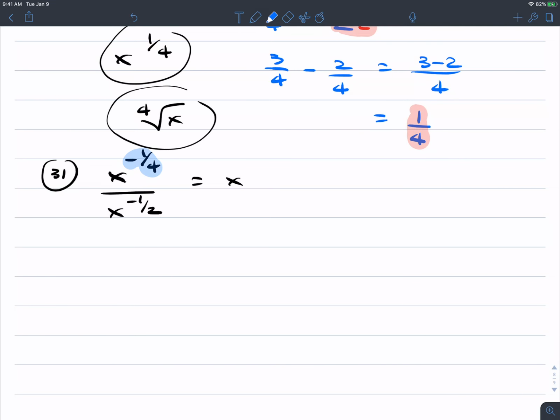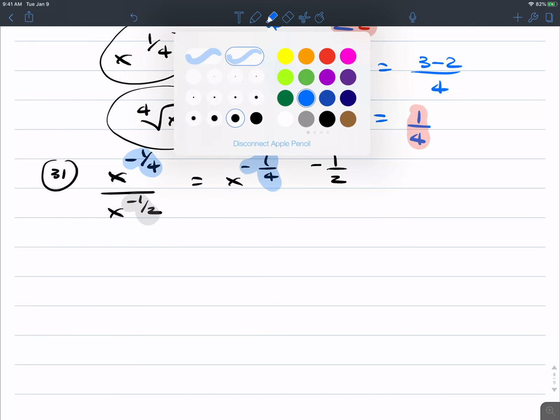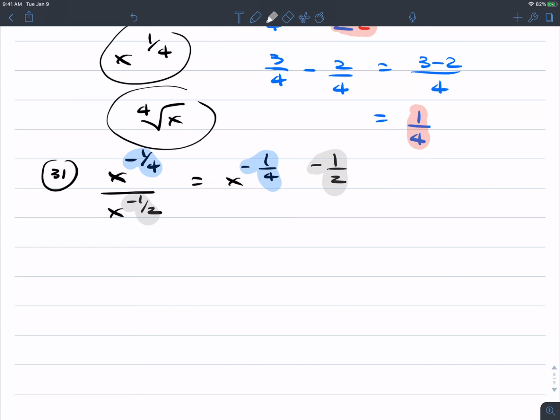My first power is what? Negative 1/4. So I have to put that down. My second power is negative 1/2. So I'm going to put that down. So let's go back. First power, negative 1/4. Second power, negative 1/2. What do you do with this now?